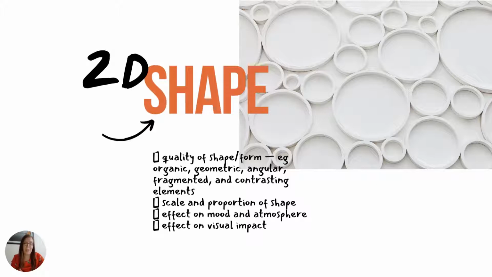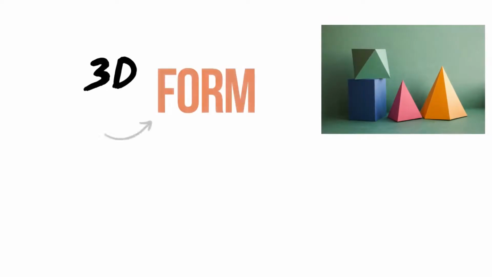Have they used shapes which are all very soft and flowing and curved, or are they much more angular? Really looking for those types of shapes. Thinking about the proportion of the shapes and the size of them in relation to each other, again within an artwork, is really, really important. And that idea that the shape will have an impact on the mood and the atmosphere.